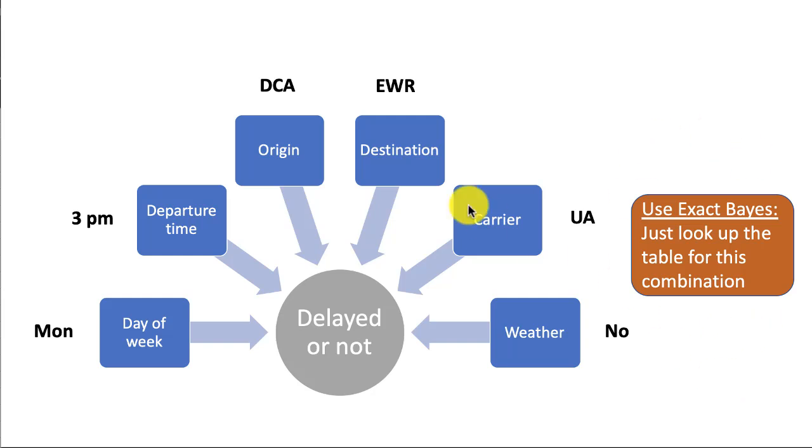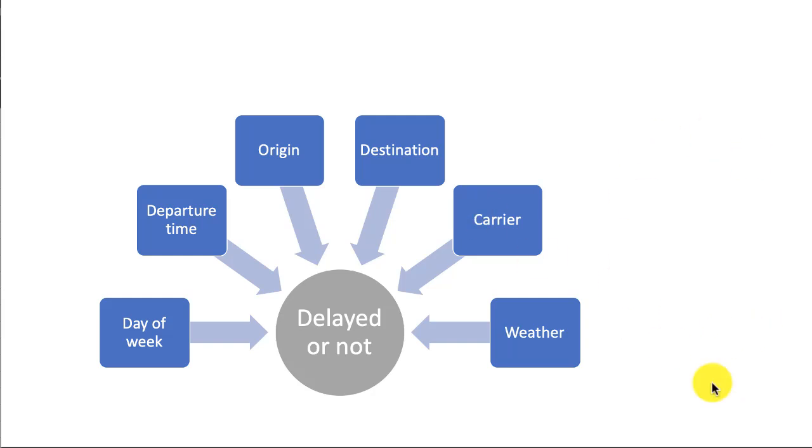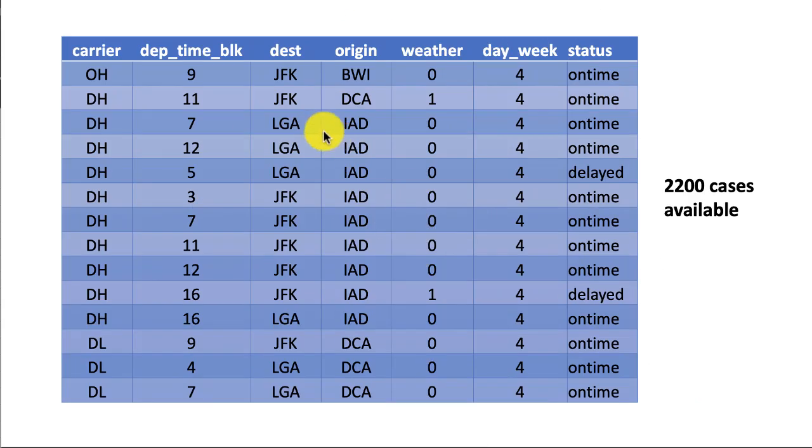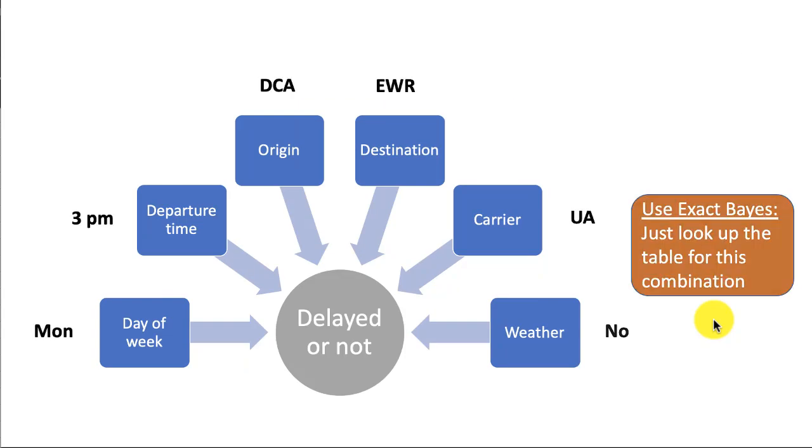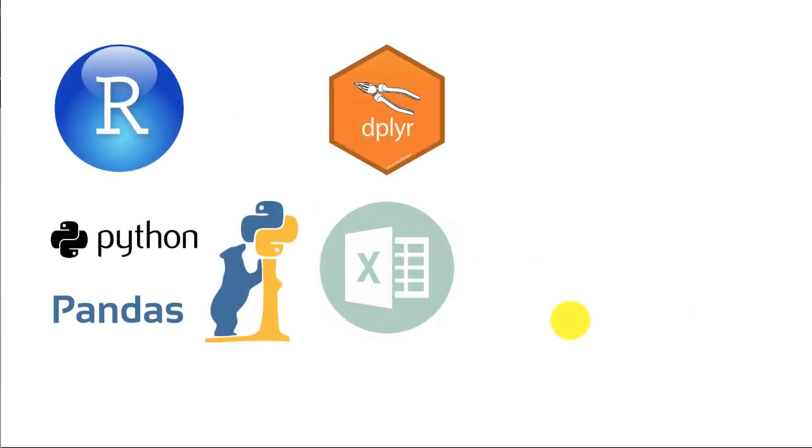So all we have to do is use exact Bayes, right? We can simply go into this data set and locate all the rows that satisfy the conditions we just had: Monday, 3 p.m., DCA to Newark, the carrier being United. We've got all the attributes. Then out of those rows, we see what proportion is delayed or not delayed. Simple. We can apply exact Bayes. Just look up the table for this combination, and that is no big problem.